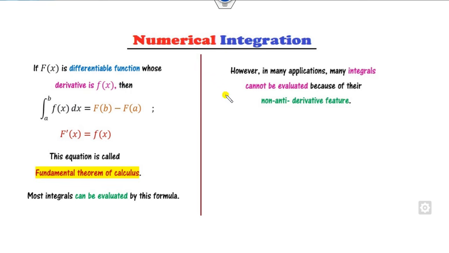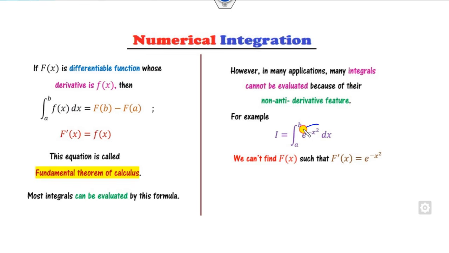But there exist many functions whose integrals cannot be evaluated by using this rule. For example, if I consider this as my function, can you find any function capital F(x) whose derivative is this? You are unable to find that. So how can you integrate this function? That is not possible analytically. In order to overcome this, we will use numerical integration. So this numerical integration is successful in all those cases where the integration is not possible here.